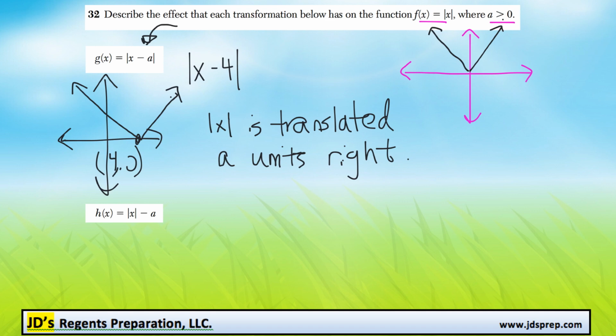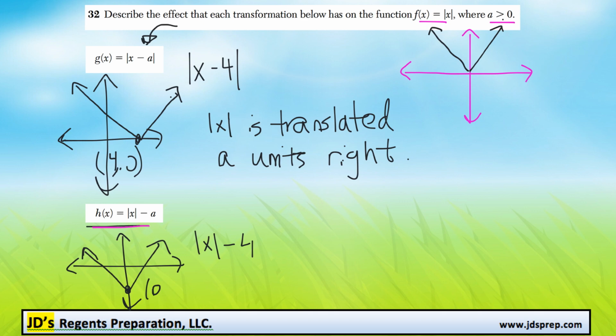Now, alternatively, for h of x here, we are taking the absolute value of x and subtracting a from it. Now, because the subtracting of a is not within the absolute value portion, that means this is going to shift downwards. And again, if you weren't sure of that rule, you could graph it yourself. For example, if you were to graph the absolute value of x minus 4, you would notice that it would look kind of like this, where this point here would be 0, negative 4. So you can kind of tell that it went down 4 units.